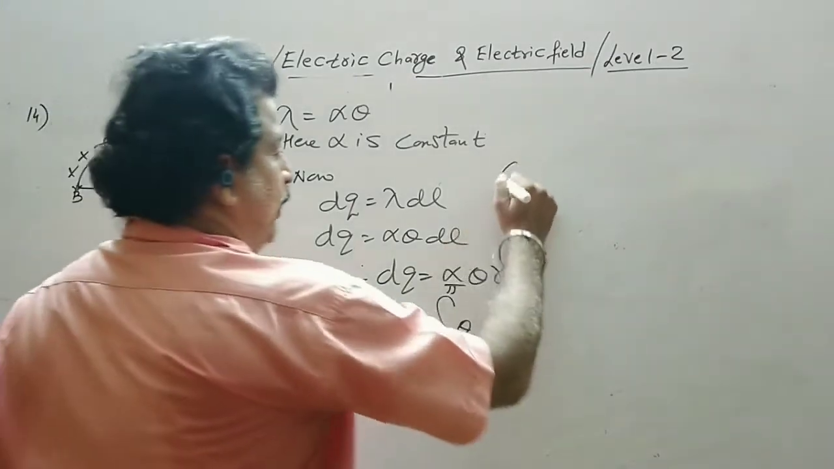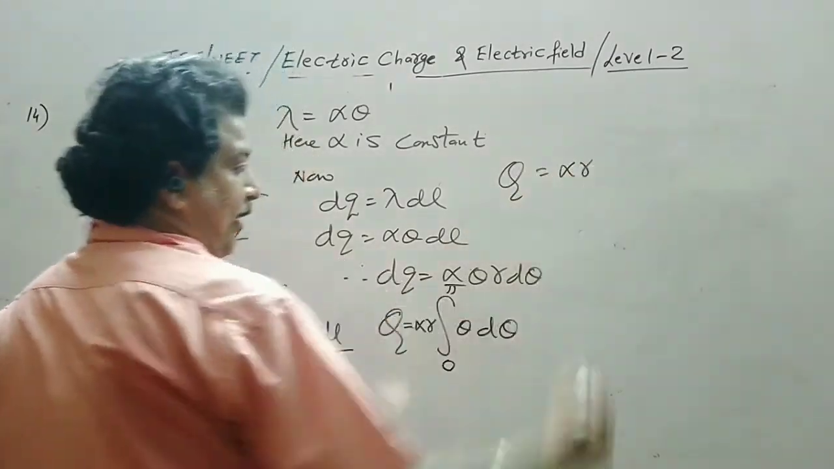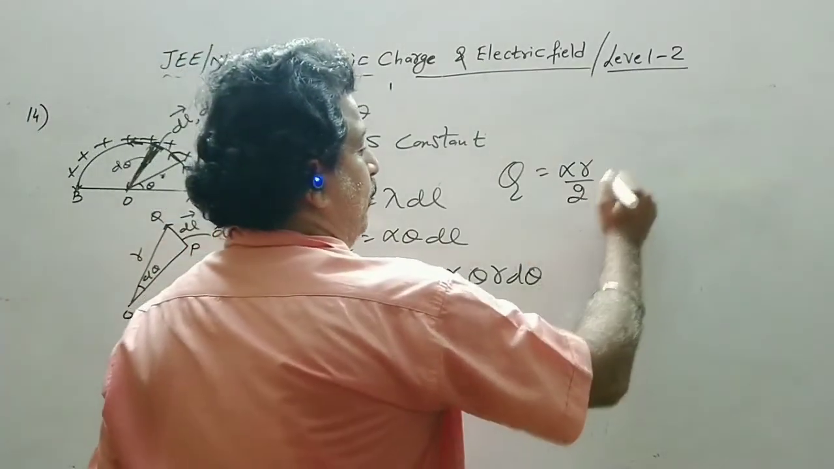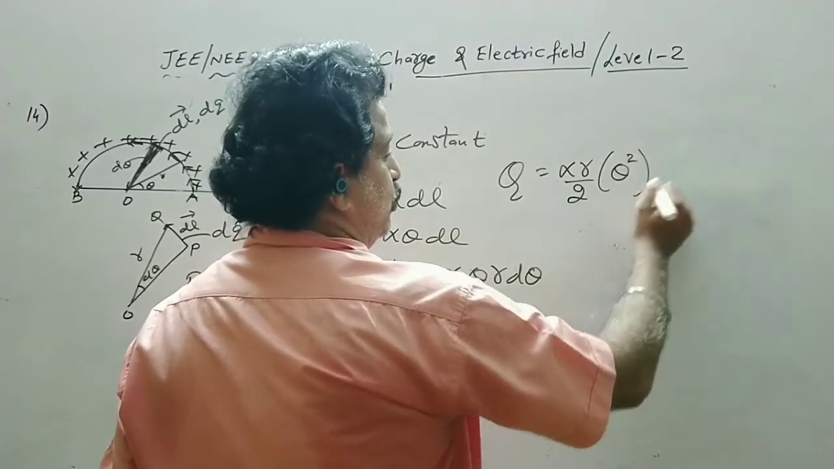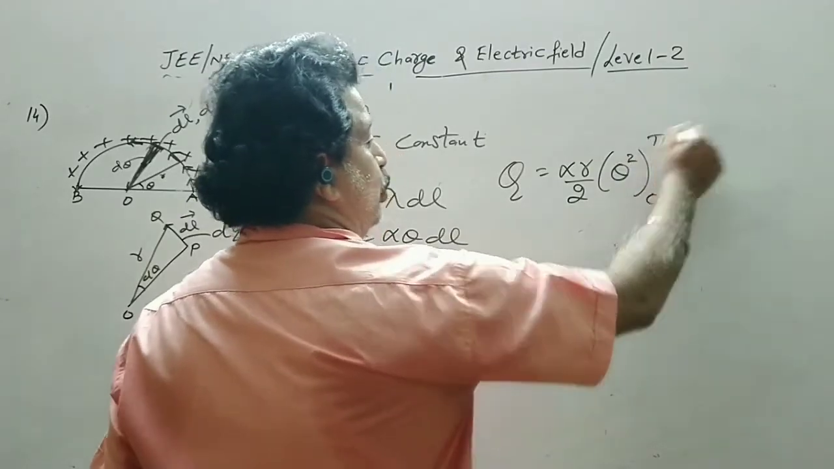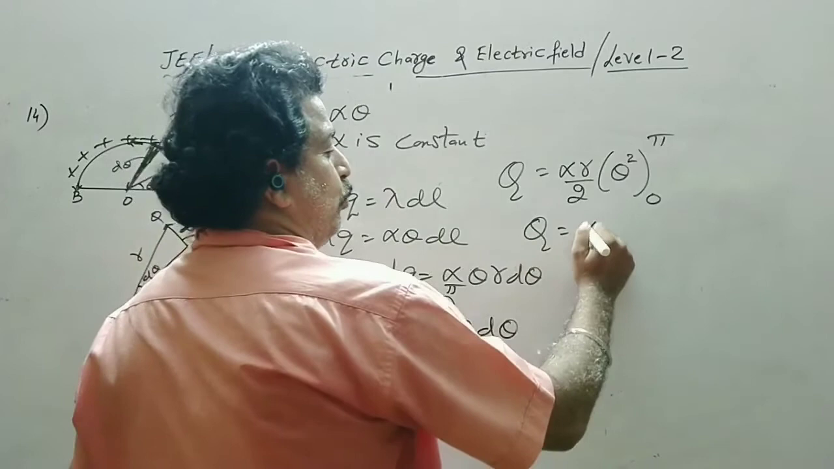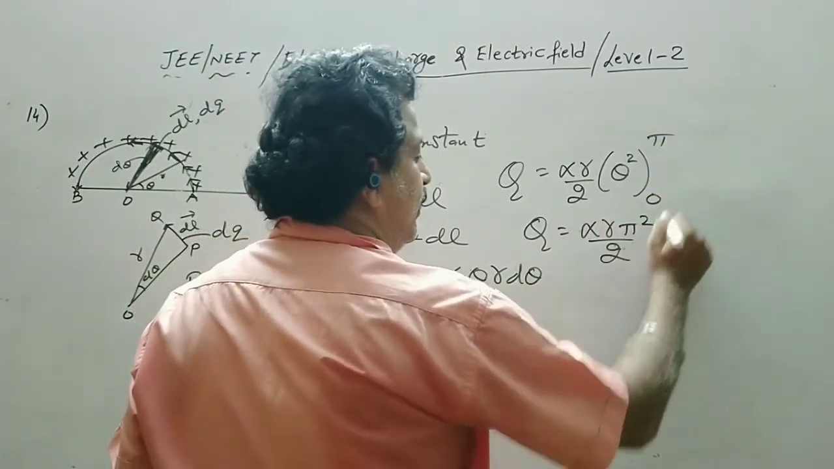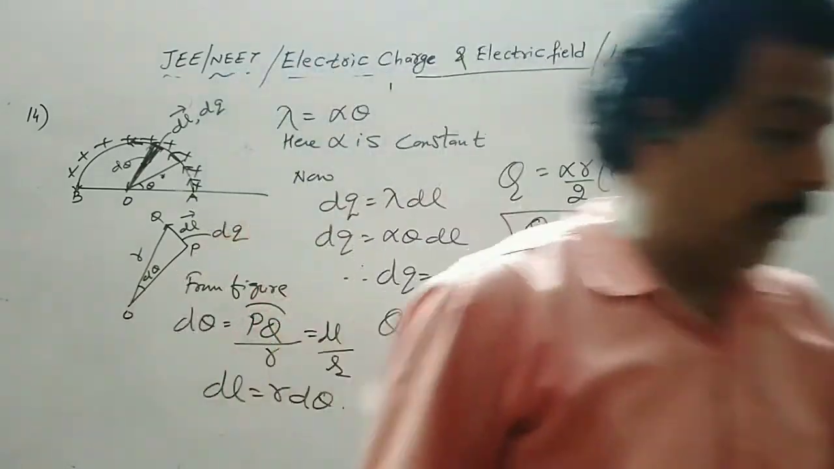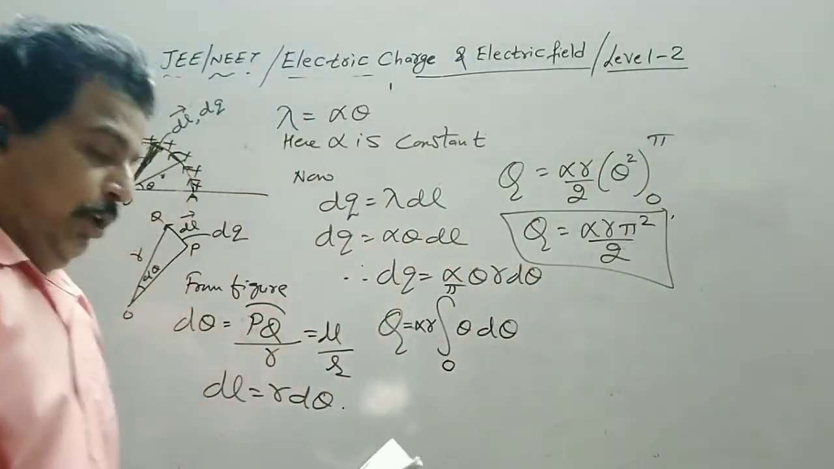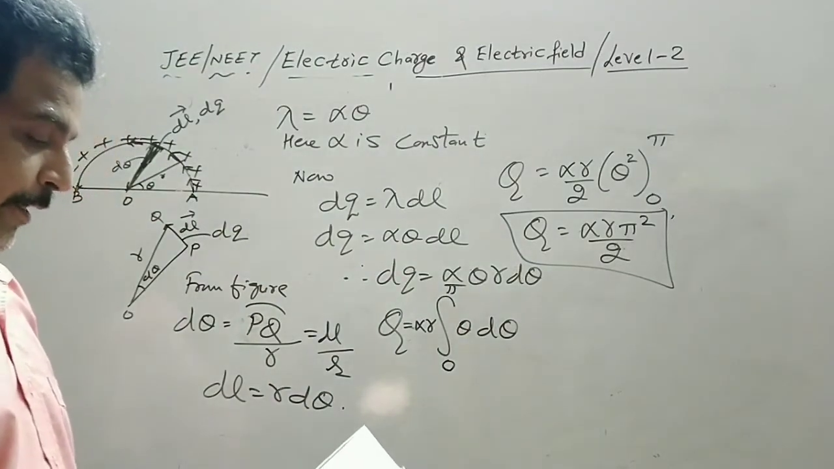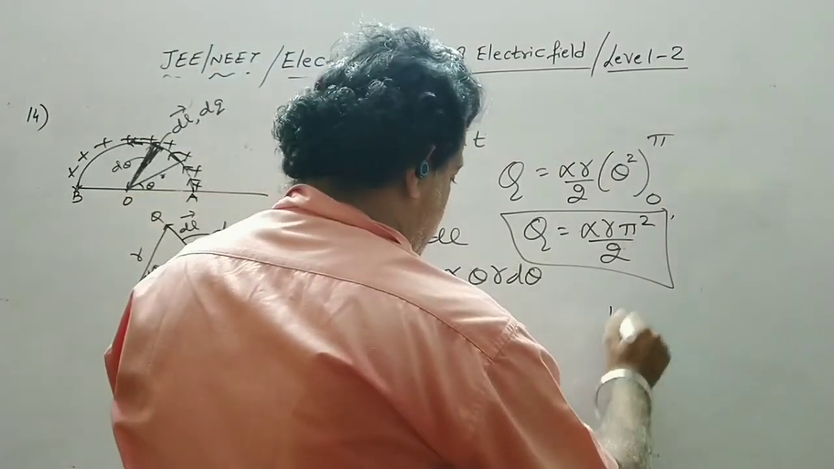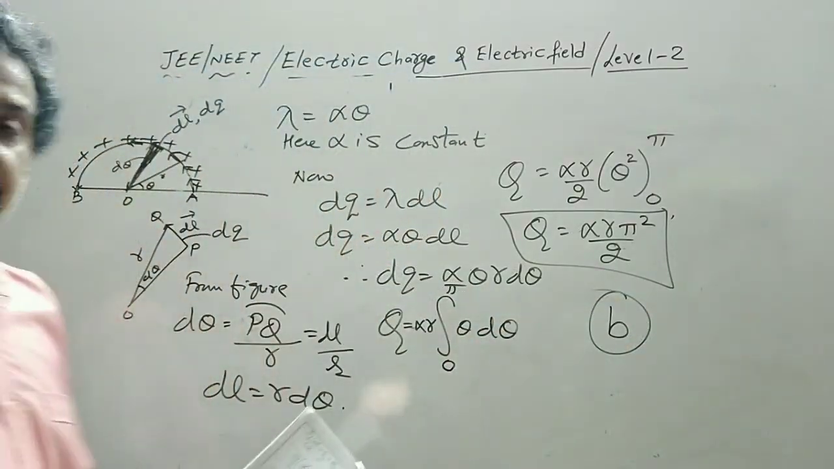Now simply, I have to integrate. So alpha r theta d theta integration, that is theta square by 2, and the limit becomes 0 to pi. And therefore Q is equal to alpha r times pi square minus 0 upon 2. So this is the total amount of charge on the given semicircular ring, that is alpha r pi square by 2. So this is our option number B.